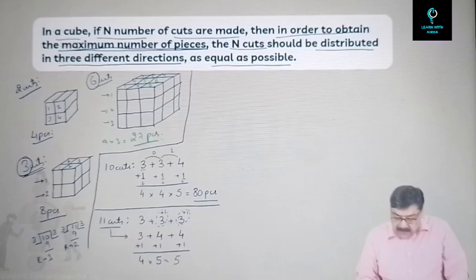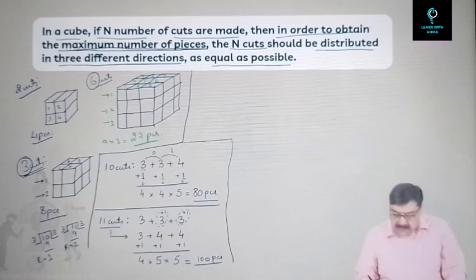So we will multiply these because these are the number of pieces produced in 3 different directions. So 4 into 5 is 20, 20 into 5 is 100. So 100 pieces would be produced by making 11 cuts. Now you may be asked what is the maximum number of pieces that can be produced by making 11 cuts to a cube? You obviously are not going to draw a diagram. It will be a waste of time. So simply this is how you will use the method and get 100 pieces as the answer.